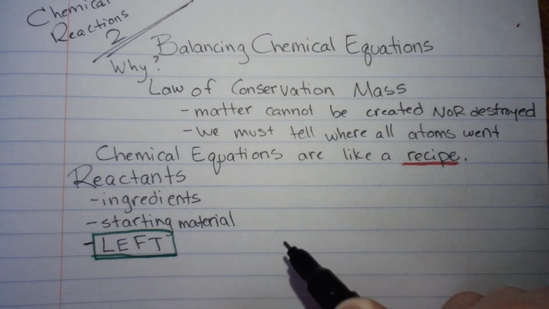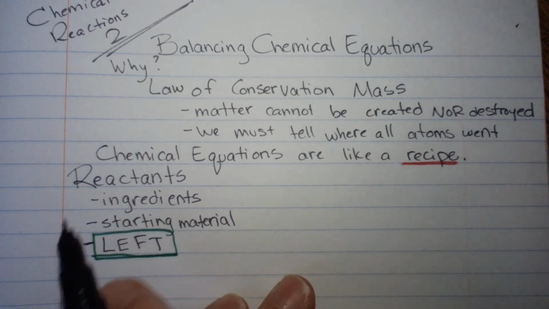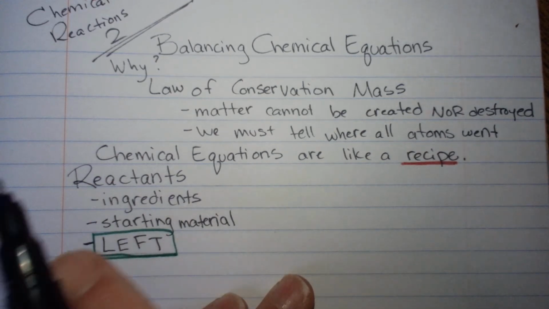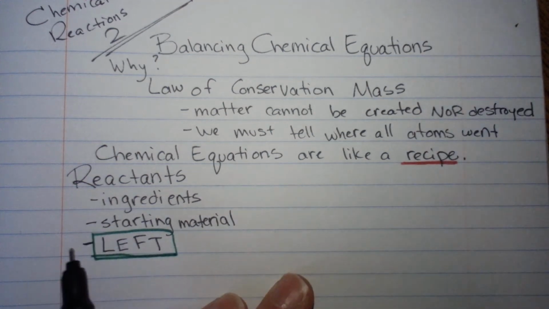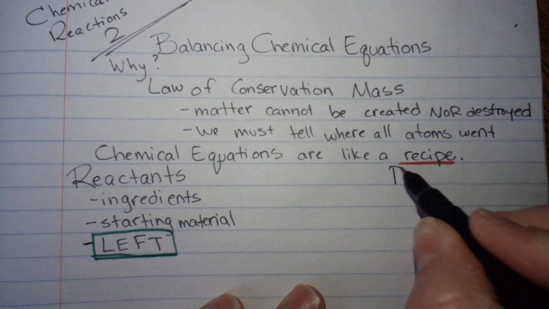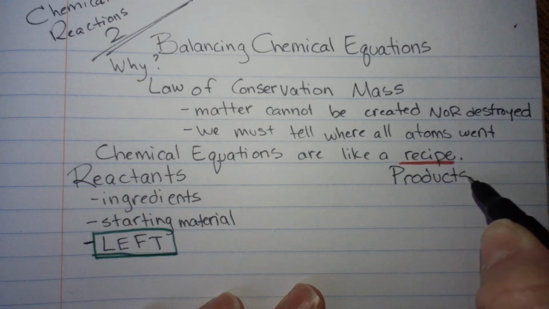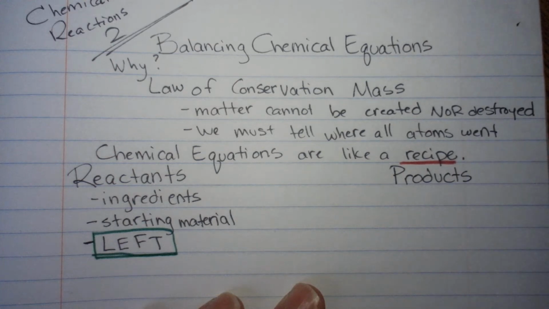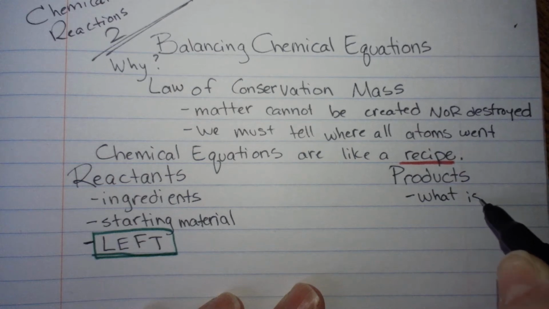And then you put your ingredients in, you put your reactants in, and you come up with something. So in a chemical reaction, we're going to come up with products. So what you made, or what is made.